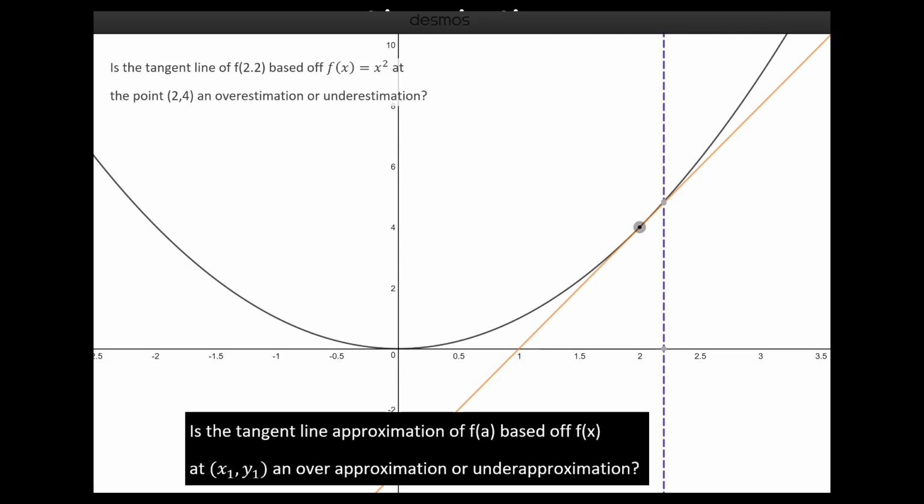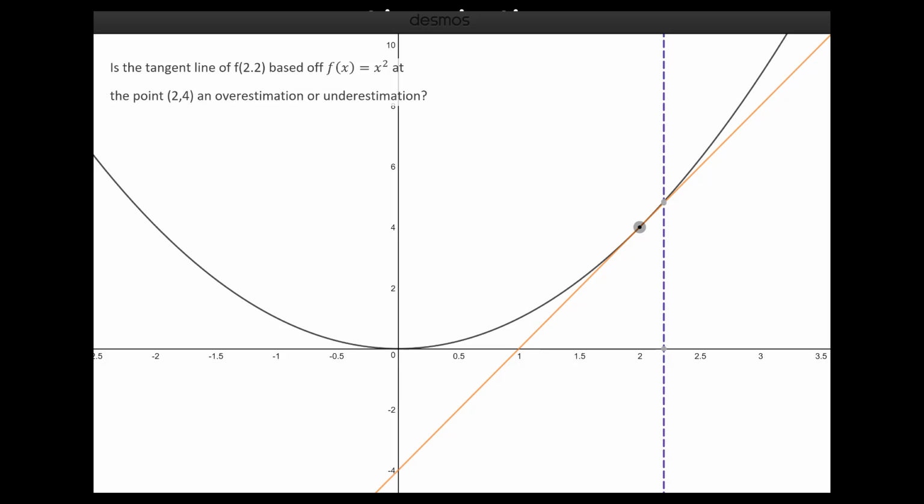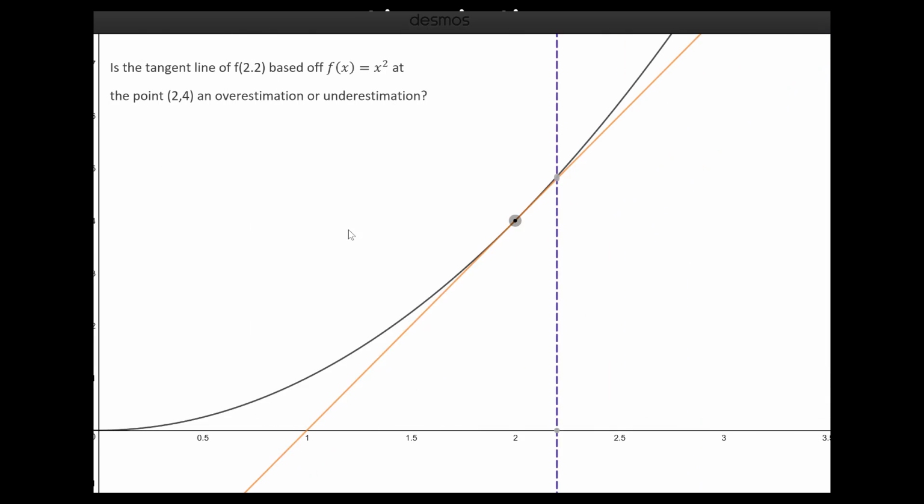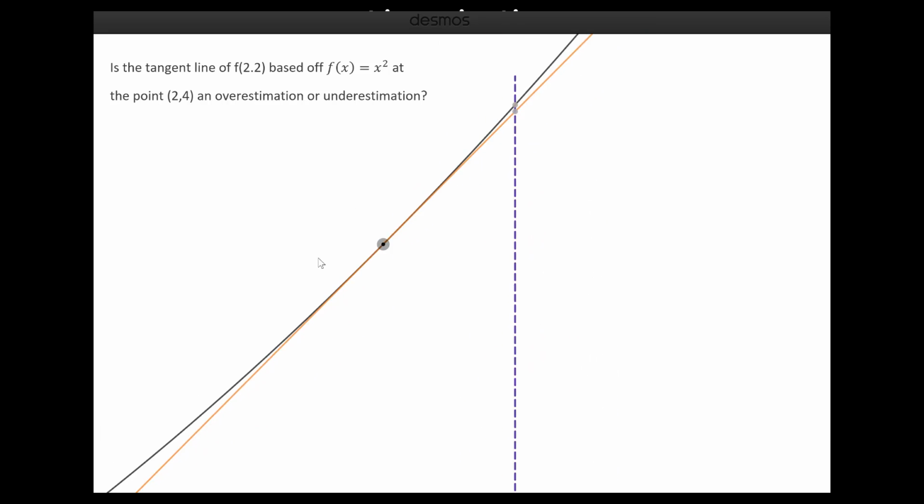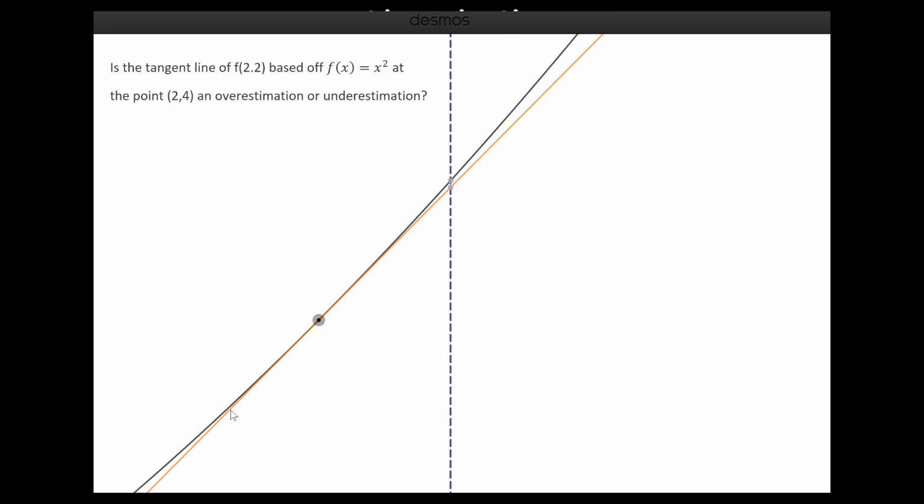Is the tangent line approximation of f at 2.2, based off of f of x equals x squared at the point 2, 4, an overestimation or underestimation? So here, if we take a look at the graph again, we can clearly see that based off of that tangent line at x equals 2, this would definitely be an underestimation, because the tangent line is in orange. And we saw clearly that the point 2.2, 4.8 was below 4.84. So in this case, the tangent line was an underestimation.